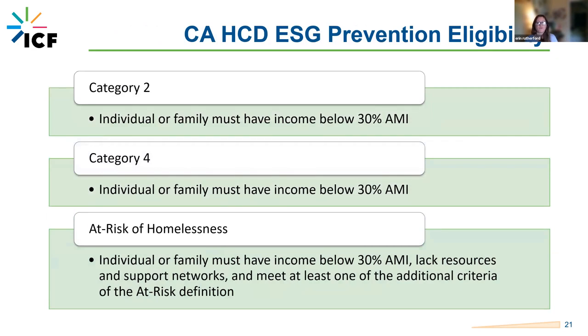Thank you. So for homelessness prevention ESG projects funded by California HCD, these projects can serve people who meet the category two definition or the category four definition, as well as the at-risk definition that I covered for individuals and families. And note that for each of these eligibility categories, participants have to have an income at or below 30% of the area median income. And for the at-risk of homelessness definition, they also have to meet one of those additional criteria that I discussed previously. Next slide, Ken.